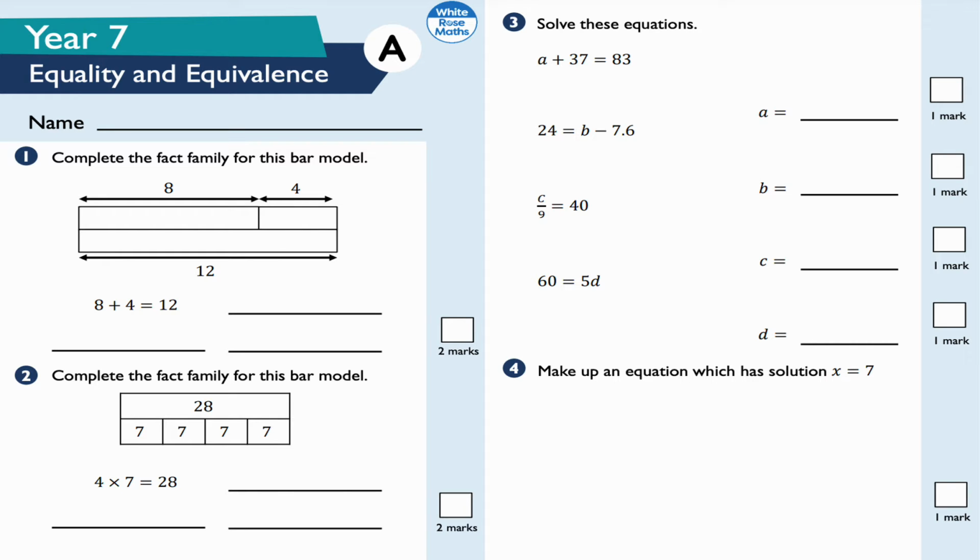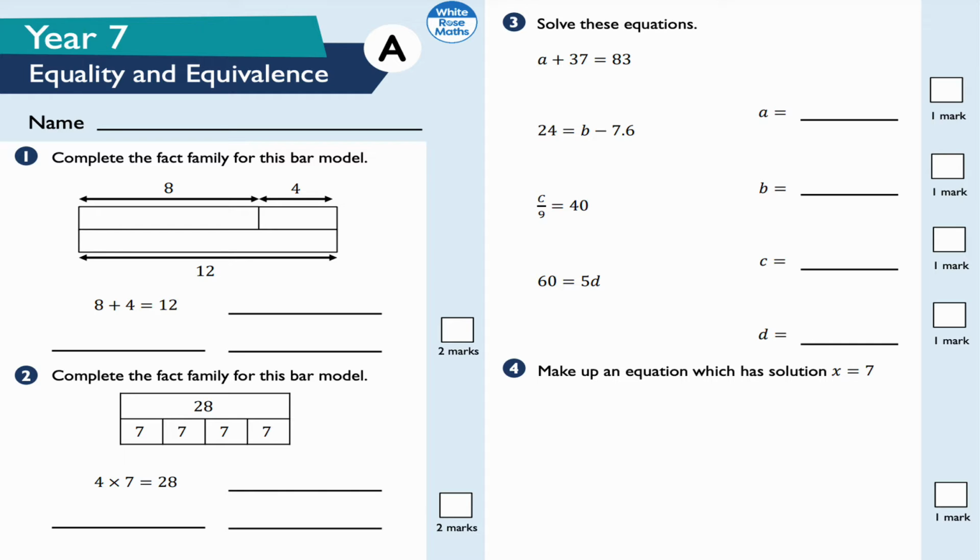Hi, welcome to this video on Year 7 Equality and Equivalence. This is aimed at Key Stage 3 maths, and also Key Stage 2, and it may also be appropriate for GCSE foundation students for all exam boards and for the IGCSE and the WJEC and CIE exam board for the foundation tier. We're going to start with question number 1.